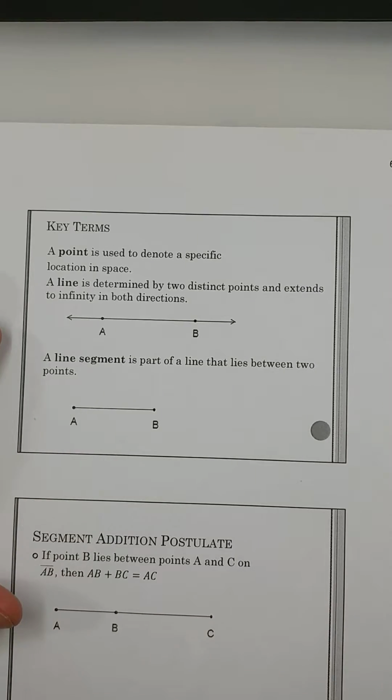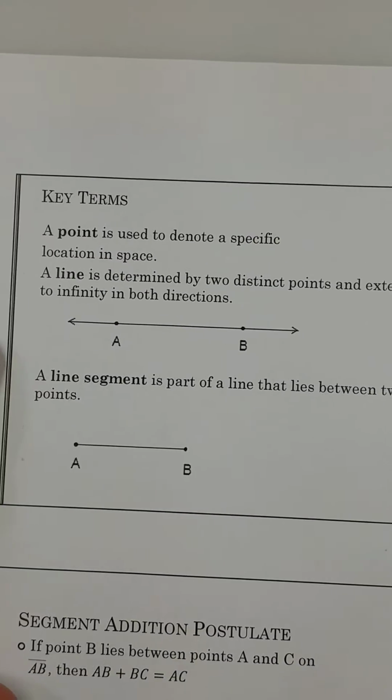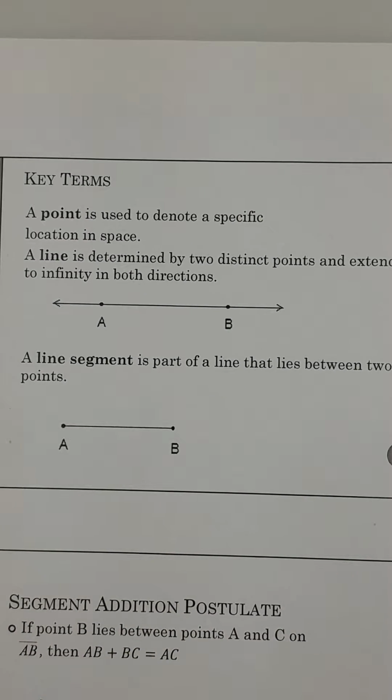The first one is a point, which is used to denote a location in space. A line is determined by two distinct points and extends to infinity in both directions. And a line segment is part of a line that extends between 2 points.